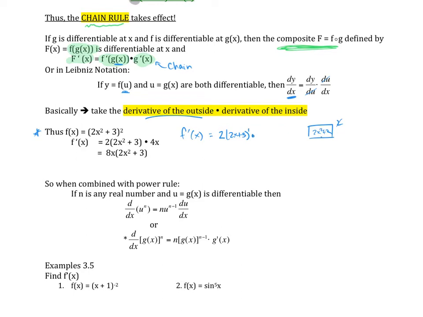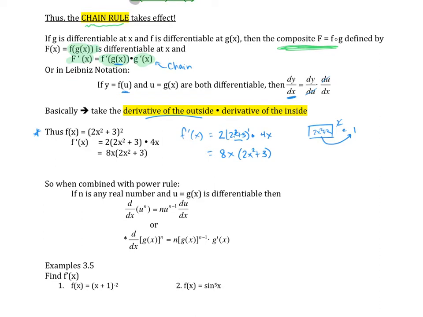And now I take the derivative of what's inside this box. And what's inside this box is 2x squared plus 3, and I take this derivative, I get 4x. So then the final answer becomes 8x times the 2x squared plus 3. Okay, so this was 2x squared. I made a boo-boo and didn't write the 2 there.